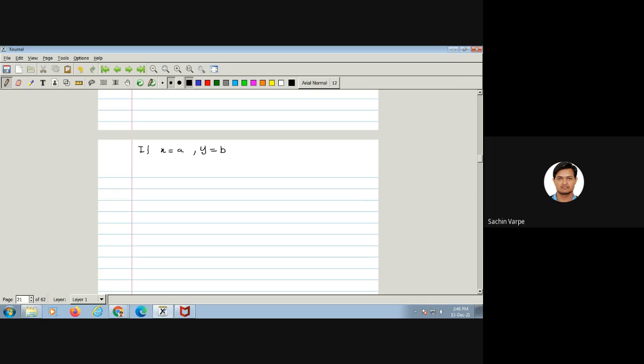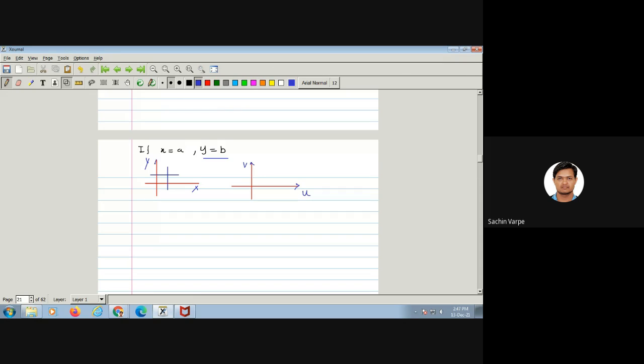suppose these are the straight lines in the xy plane, right? x equal to a means a vertical line and y equal to b means a horizontal line. And what is the angle between these two? That is again 90 degrees, right? x equal to a is a line parallel to the y axis and y equal to b is a line parallel to the x axis. This is x axis, this is y axis, this is u axis, this is v axis.